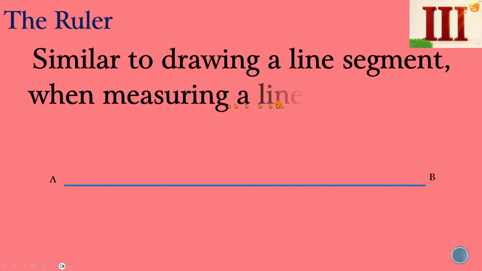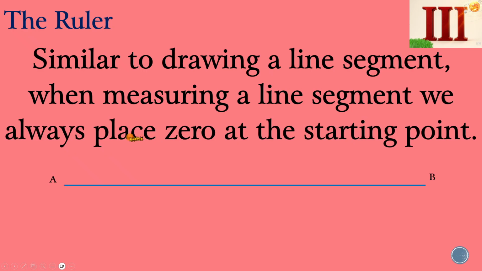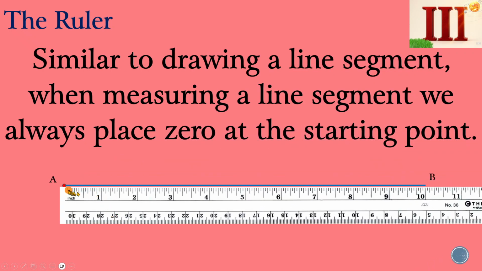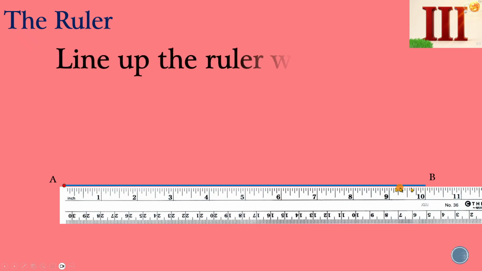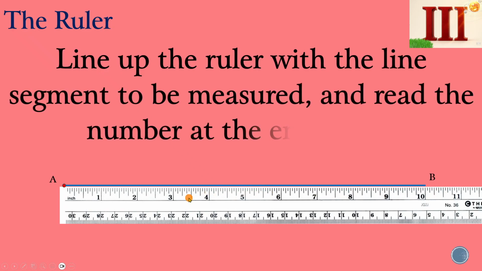So, similar to drawing a line segment, when measuring a line segment, we always place the ruler at 0. So we find our starting point, and we go from 0, and then we read, and it stops at 10. So line up the ruler, the line segment to be measured, and read the number at the end point. And so that's going to be 10.